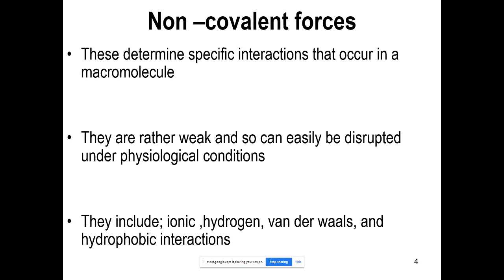So among these, we have what we call the ionic bond. We have the hydrogen bond. There is what we call van der Waals forces. We have what we call hydrophobic interactions. Of course, there are several other types of chemical bonds, but I wanted to point out those of physiological importance. So among the weak ones, the non-covalent forces, we have the ionic bond, the hydrogen bond, the van der Waals forces, and hydrophobic interactions.